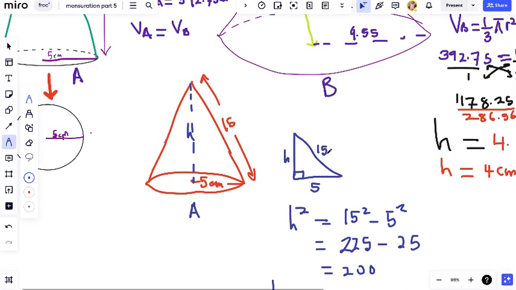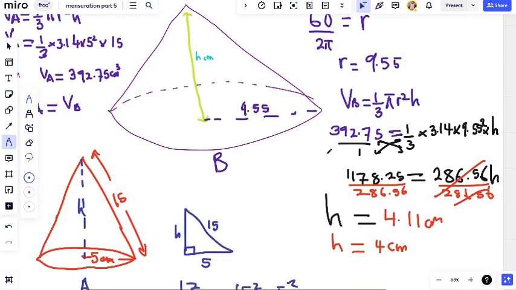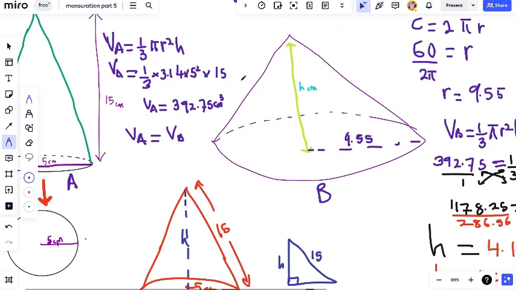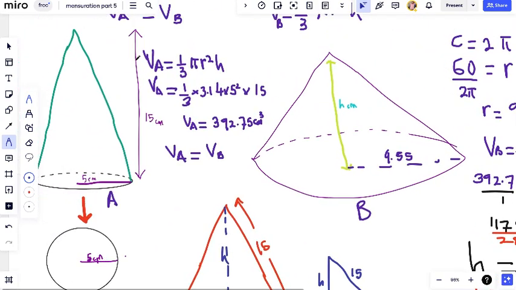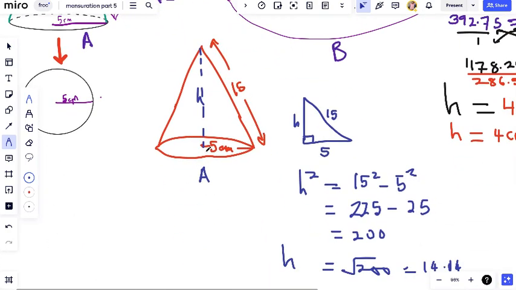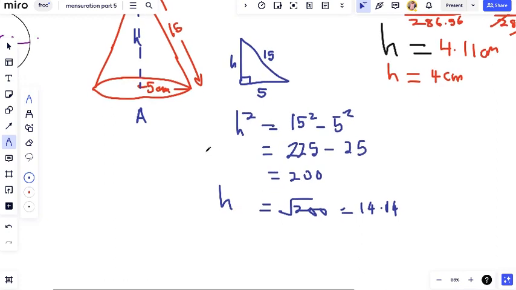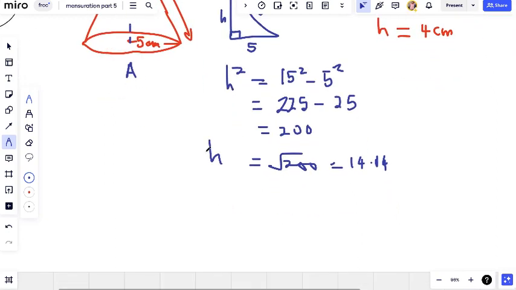I just wanted to establish that in case you see this in the exam, the 15 or whatever value was here, you don't say, oh, we didn't study like that. If they give you this and you have the radius, you use Pythagoras theorem to find the real height before you calculate the volume of VA, which will now be equal to VB, and then you move on as we've done before. So that's for that.